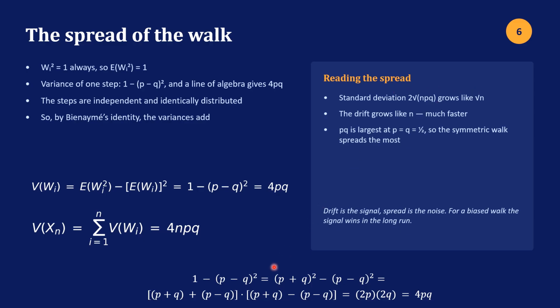And the variance grows like n, much faster. And PQ is the largest when P and Q equal 1/2. So the symmetric walk spreads the most. In other words, it has the largest variation.